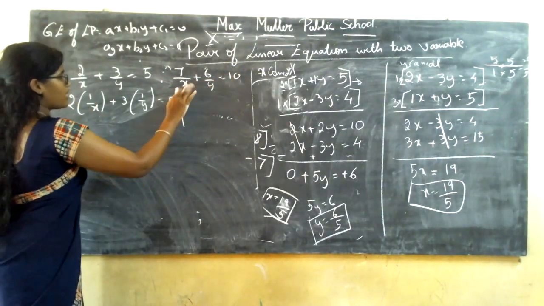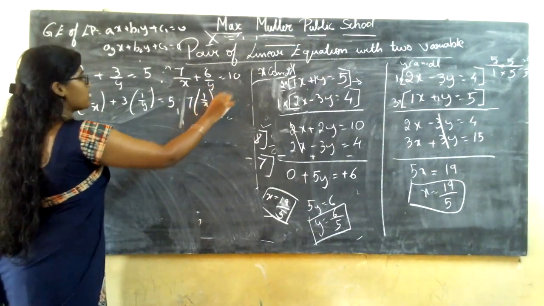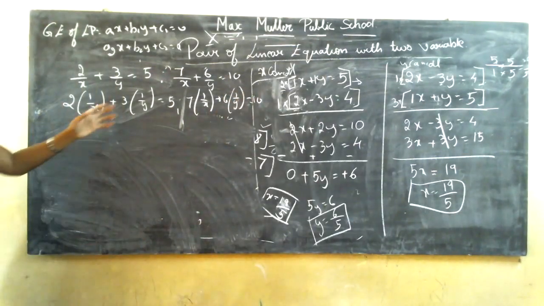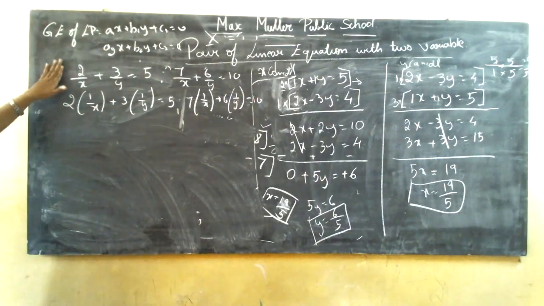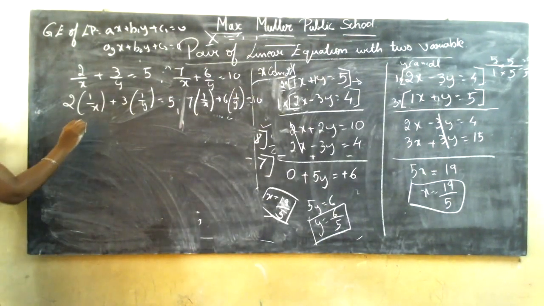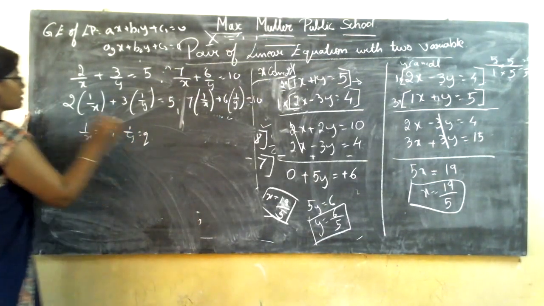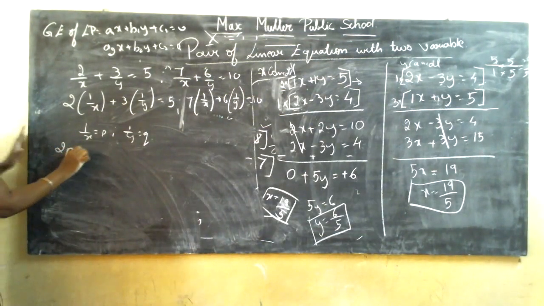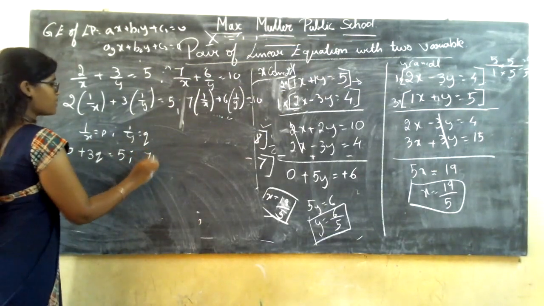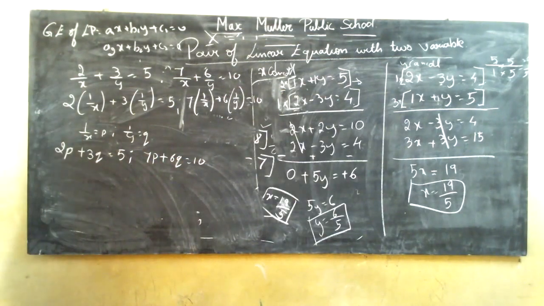So how are you going to write it? You are going to take the number outside and take only the alphanumerical terms. Here also number outside, alphanumerical terms inside, and 10. So now you are going to take this as an equation. If this is the question given for the reducible method, this is how you are going to write it. Here you are going to consider 1 by x as p and 1 by y as q. Then what equation do you get? 2p plus 3q is equal to 5 for the first equation. Then 7p plus 6q is equal to 10 for the second equation. Then you are going to proceed.